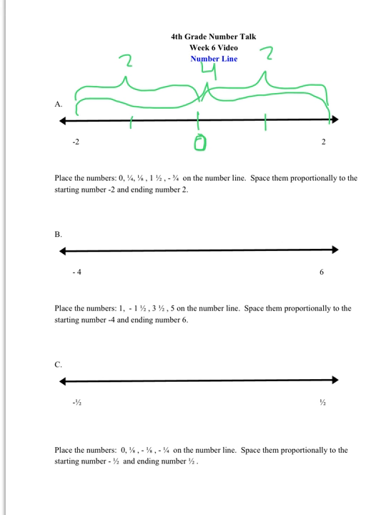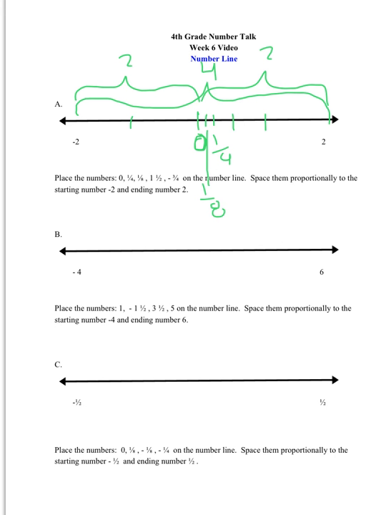Now, we have to find 1/4. Well, 1/4 falls between 0 and 1, and we know that first, well, wait a second, what's half of 0 and 1? Half of 0 and 1 is 1/2. Half of 0 and 1/2 is 1/4. And then half of that is 1/8. So our 1/8 would actually go right there.